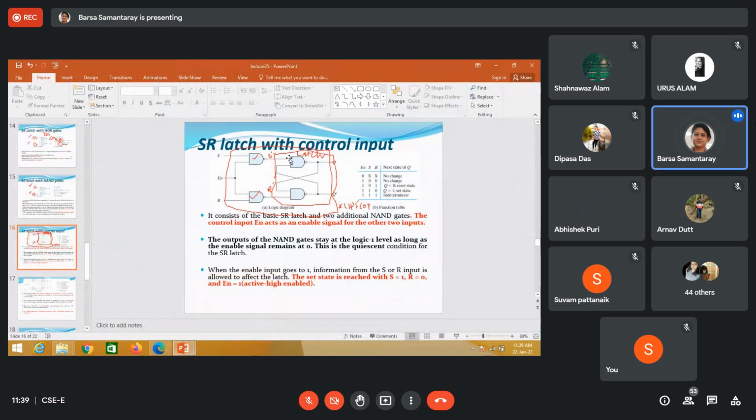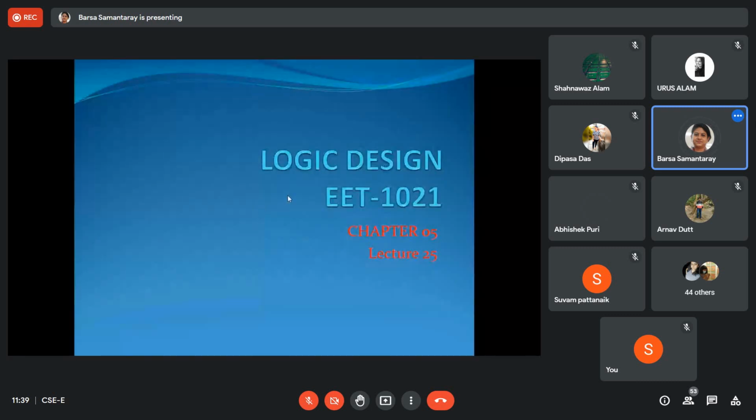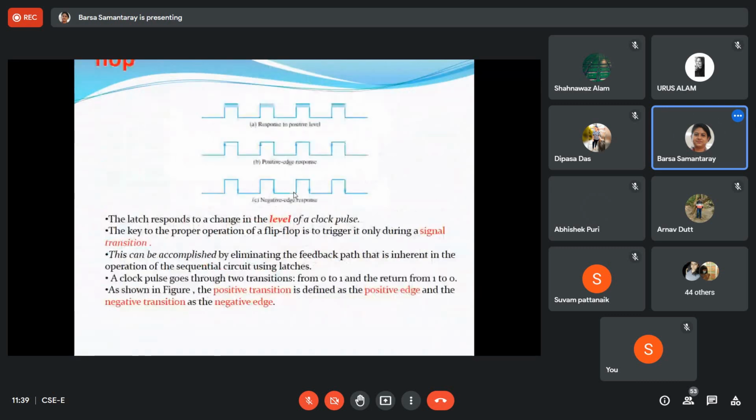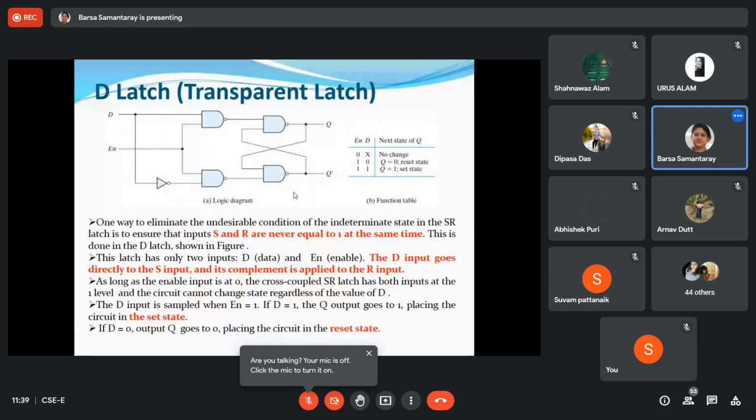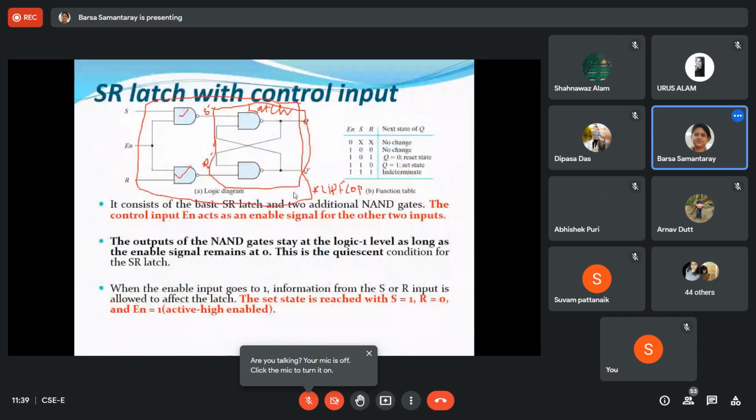Okay, so this one now this diagram. Can you tell me this diagram? Now this diagram having how many input? S, R and enable line, and how many output? Q and Q dash. Q dash is nothing but only one input, but we are representing as Q dash. So now this block diagram is known as what?